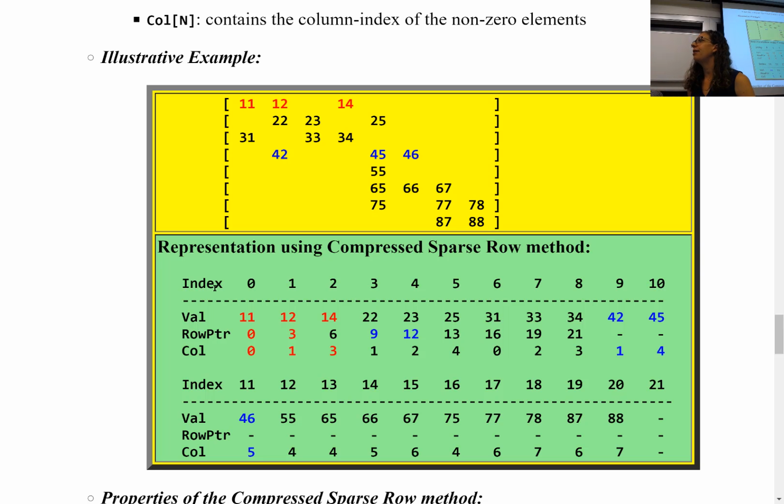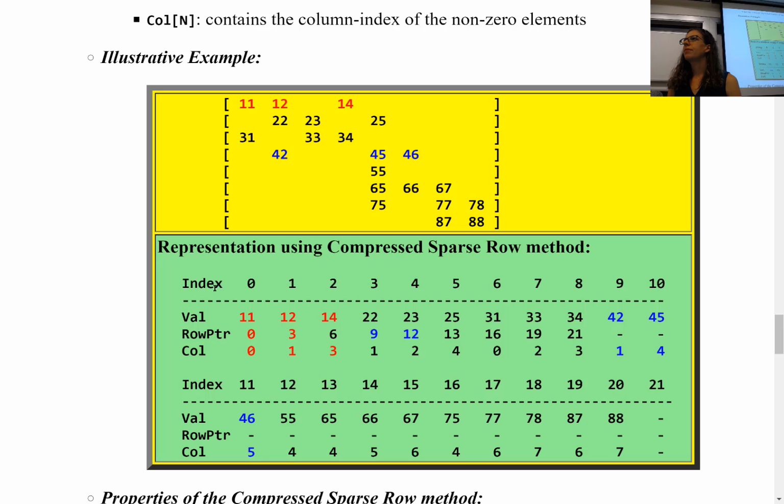All right, Tim's got his hand up. The way I think about this is the values are stored in memory in 21 entries, and the row pointer is telling you the address of where the row starts.